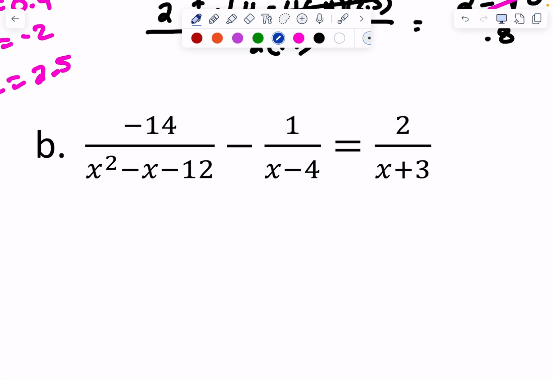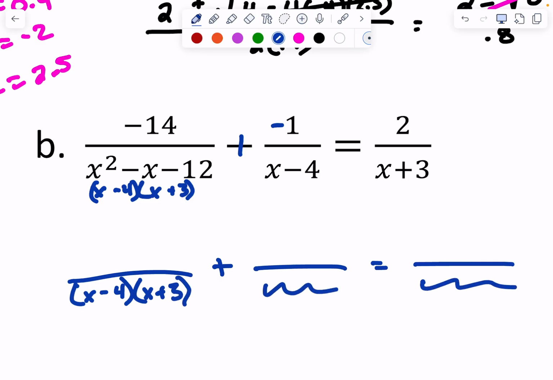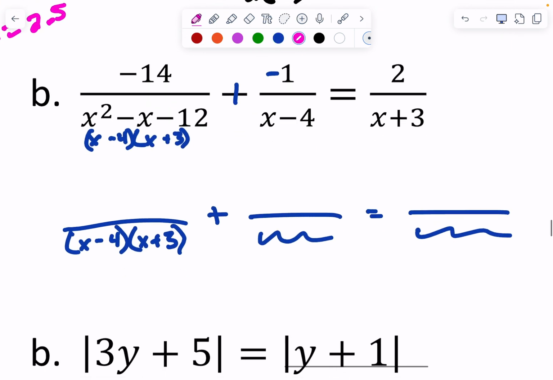Okay, part B. Common denominator. Break it down. First thing, factor the bottoms: x plus 4, x minus 4, and x plus 3. That makes my common denominator kind of easy. This guy plus this guy equals this guy. X minus 4, x plus 3, and I'm going to be lazy and just write it on one of the bottoms, because the other two bottoms are going to be the same.